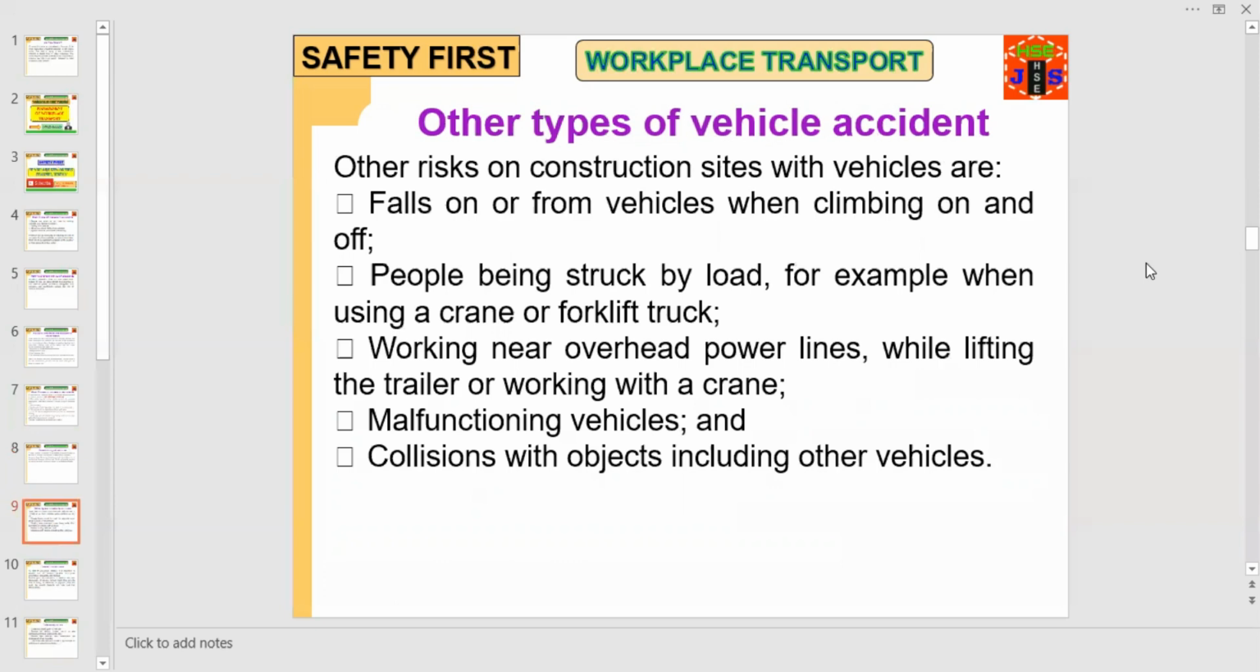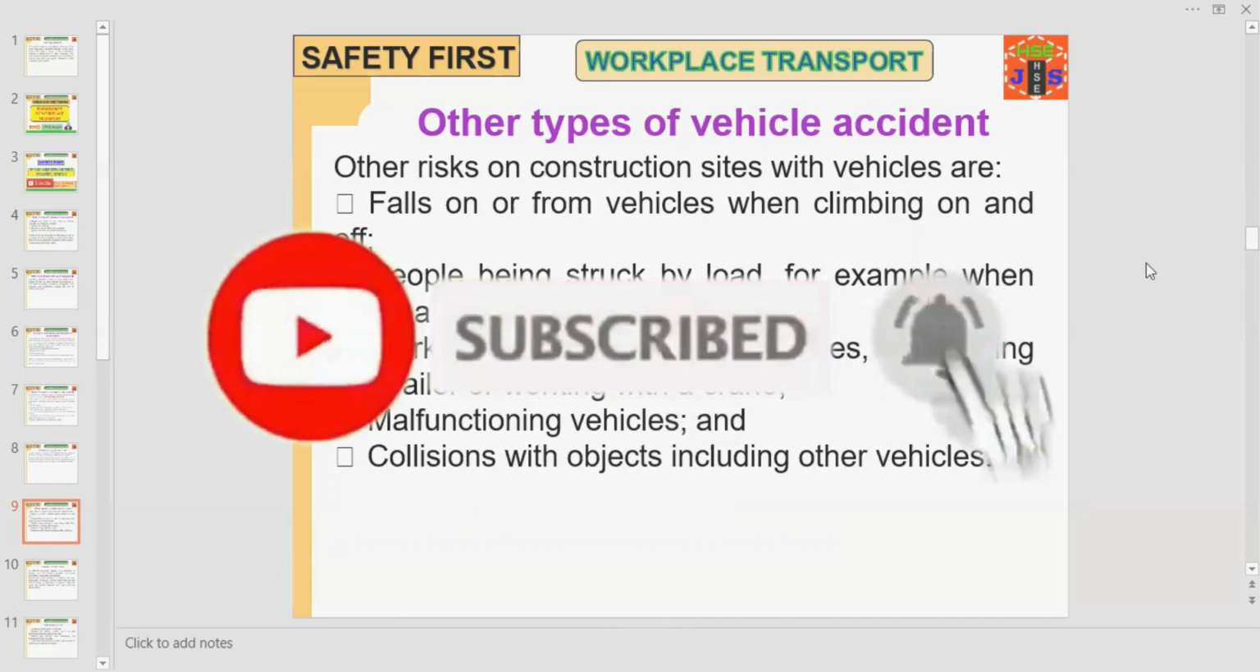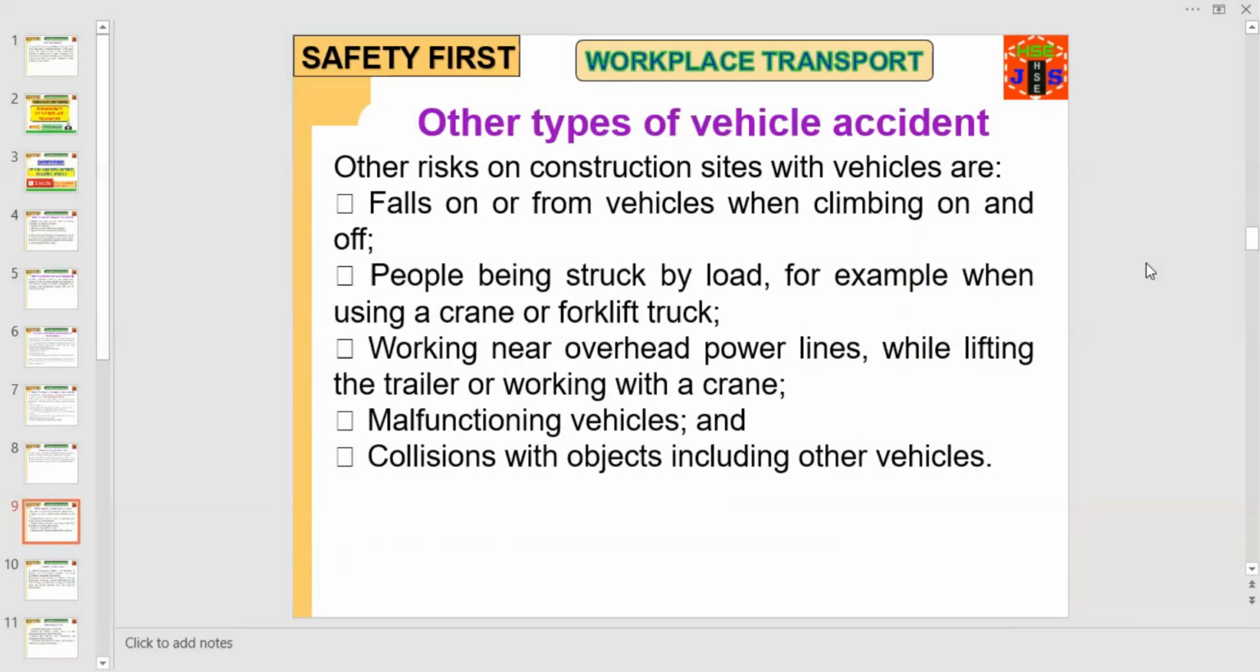There are also some other types of vehicle accidents at the construction site. Dear friends and fellows, other risks on construction sites with vehicles are falls on or from vehicles when climbing on and off, people being struck by load, for example, when using a crane or forklift truck, working near overhead power lines while lifting the trailer or working with a crane, malfunctioning vehicles, and collisions with objects, including other vehicles.